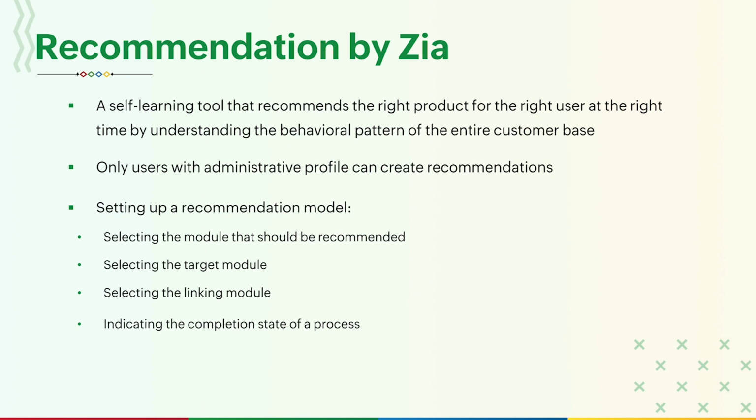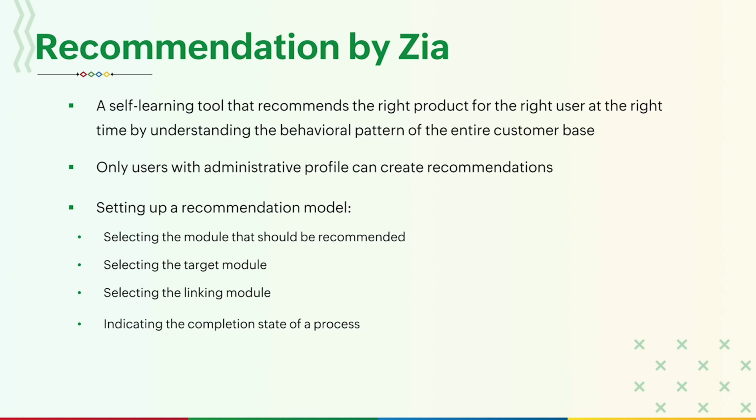Any recommendation tool uses artificial intelligence to identify and analyze customer data such as their purchase details, interests, requirements, and behavioral patterns to suggest the most relevant product. This helps bring a significant difference to the overall revenue, sales, purchases, conversions, click-through rates, cross-selling, and upselling in a business. In this case, recommendation by Zia is a self-learning tool that recommends the right product for the right user at the right time by understanding the behavioral pattern of the entire customer base.